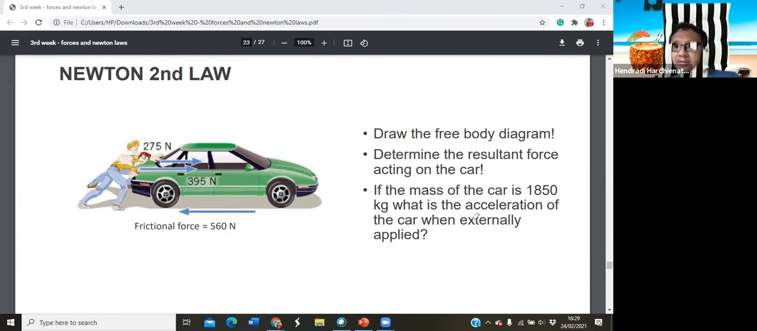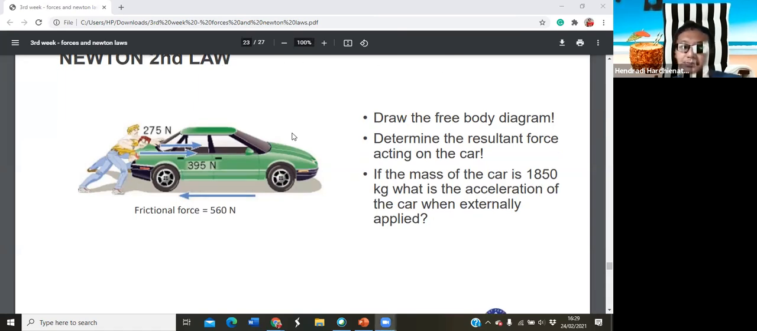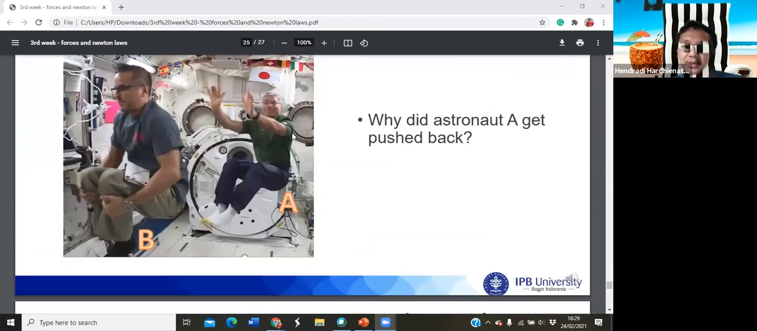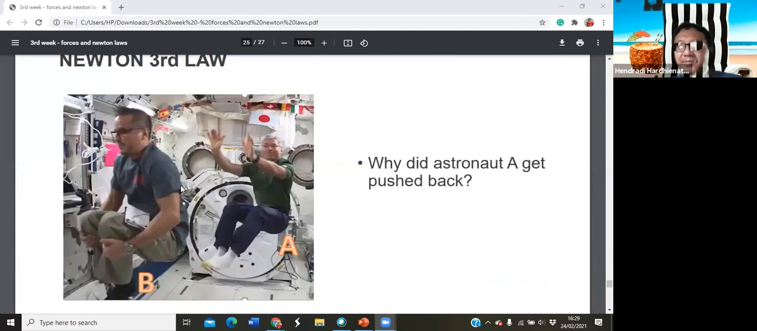Mass of the car, acceleration of the car. Yeah? Just add the two forces divided by the mass. Newton's law can be seen here because there is no friction. So when you push in space, yeah, you will be pulled back. Pulled back because there is no friction force that will counterbalance.